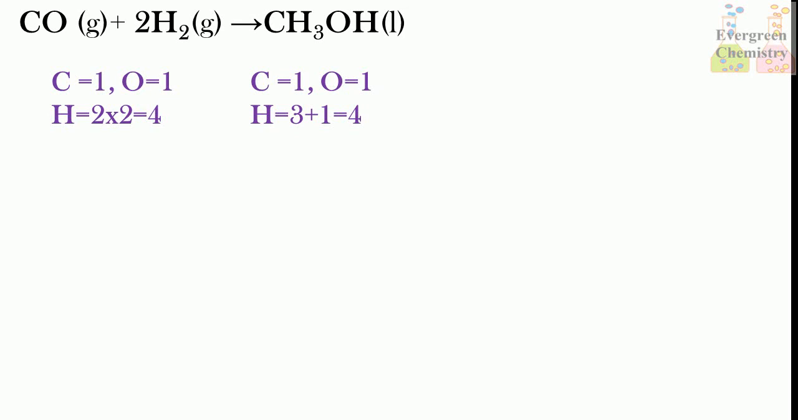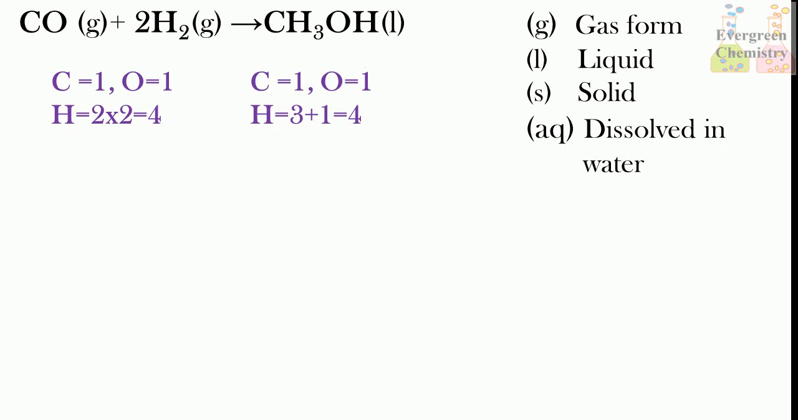Additionally, there are some symbols used, right? It is the physical state representation of each reactant and product, where G represents gaseous form, L for liquid, S for solid, AQ means dissolved in water, or we can say the reactant or the product is soluble in water. So this chemical equation gives more information, right?